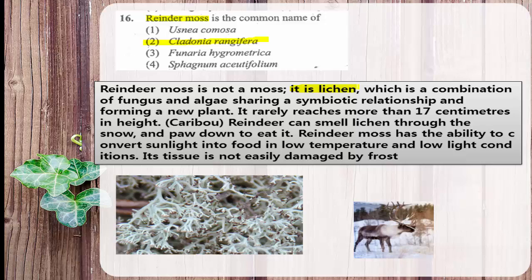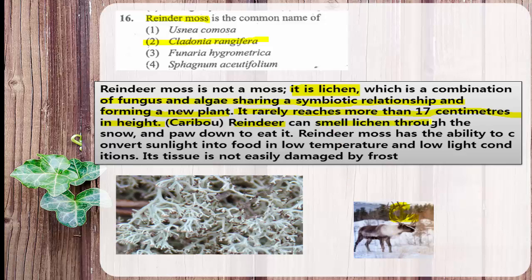It is a composite plant of algae and fungi. Don't get confused with the term as it is referred to as moss. It is a lichen which is a combination of algae and fungi sharing a symbiotic relationship, forming a new plant. It rarely reaches more than 17 centimeters in height. Reindeer, which is also called Caribou, Himasaranga, the Kannada name for this one, is Himasaranga. They are very specifically characterized by their branched horns. So this is Himasaranga, the image of the reindeer or Caribou.